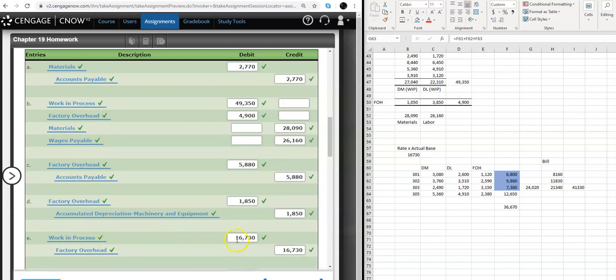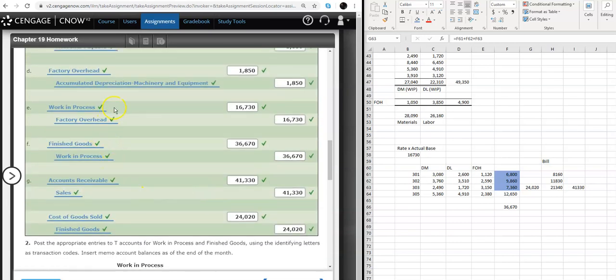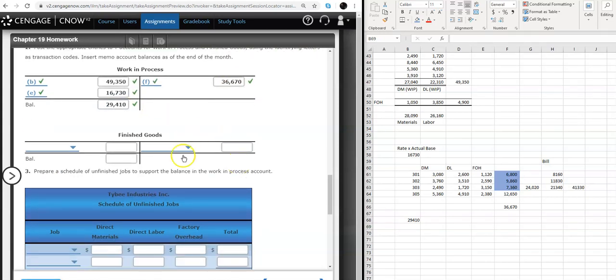I put it here when I allocated my factory overhead to it. So 16,730 from letter E. Then I moved it out when I completed some goods. So I moved out 36,670 from letter F. Now it wants me to get an ending balance. So I foot my debits, I foot my credits, and I subtract the smaller side from the larger. So 49,350 plus 16,730 minus 36,670 gives me 29,410 on that side. And I would keep going like that.